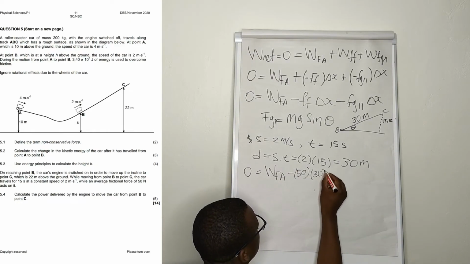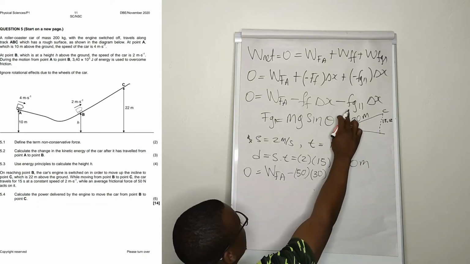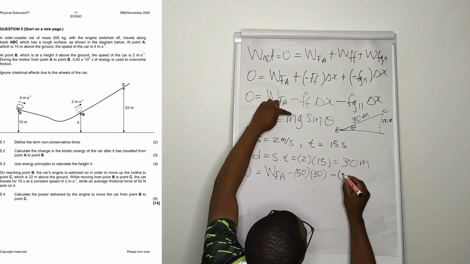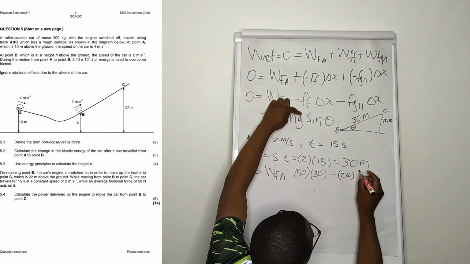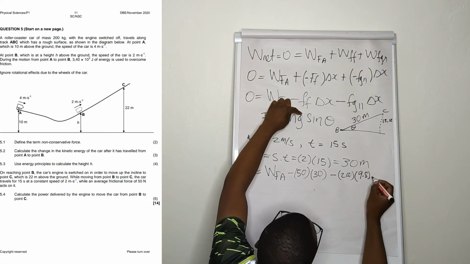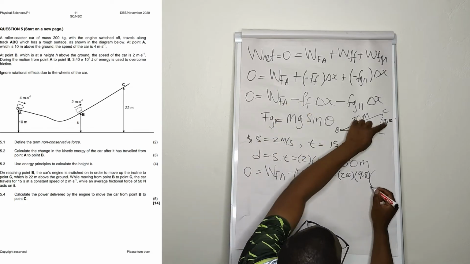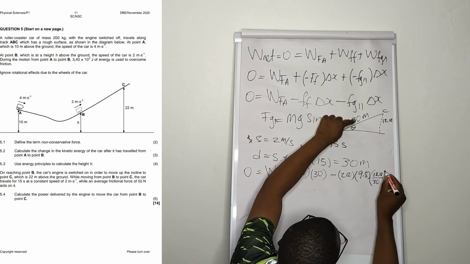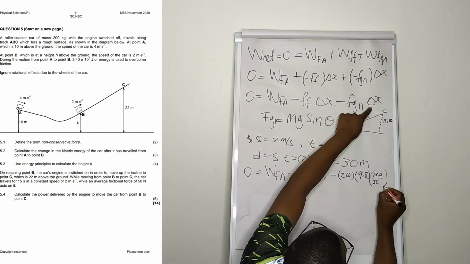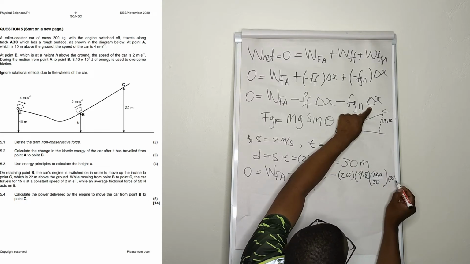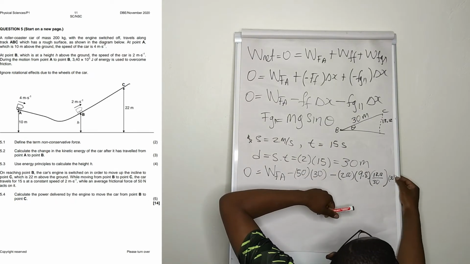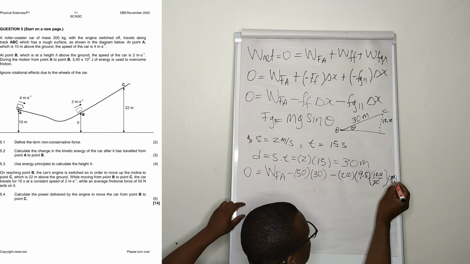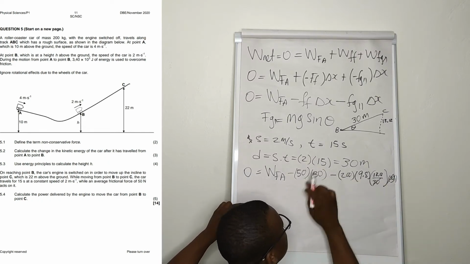times 30, minus FG parallel times delta x. FG parallel is m, which is 200, g, which is 9.8, sine theta. Sine theta is opposite, which is 13.12, over hypotenuse, which is 30, times 30. Oh, permanent marker. So this and that are gone, and you're left with this.